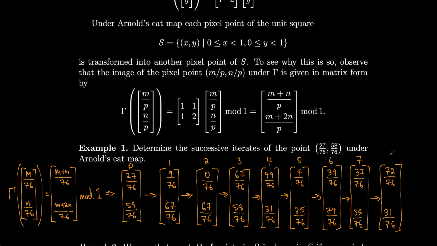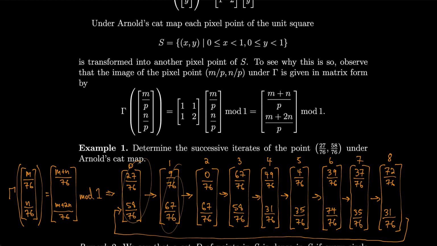And then if we do it again, it turns out we actually get all the way back around to 27 over 76, 58 over 76, and so everything repeats. So we call this a cycle, and because there are 9 iterations inside the cycle, we call it a 9 cycle. So this point (27 over 76, 58 over 76) has period 9.